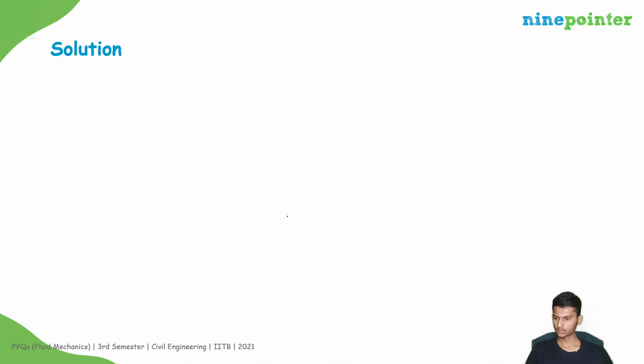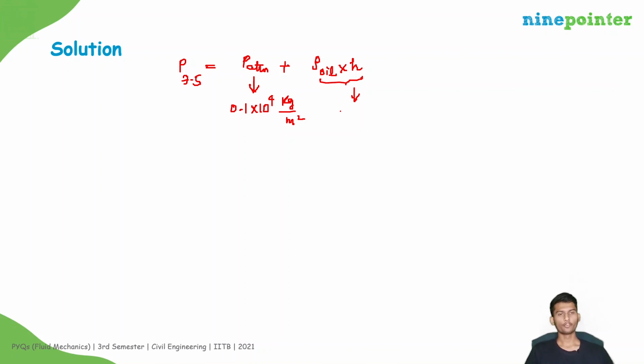Let us do this. See, the pressure at depth 7.5 will be equal to P atmosphere plus rho W G into H, but we are putting it in kg per meter square, so we are neglecting G, right? So we just write this as 0.1 into 10 power 4 kg per meter square plus rho of oil into H. So that will be rho of oil is 0.8 into 1000, into H is 7.5, right? This is the pressure at 7.5 in kg per meter square.